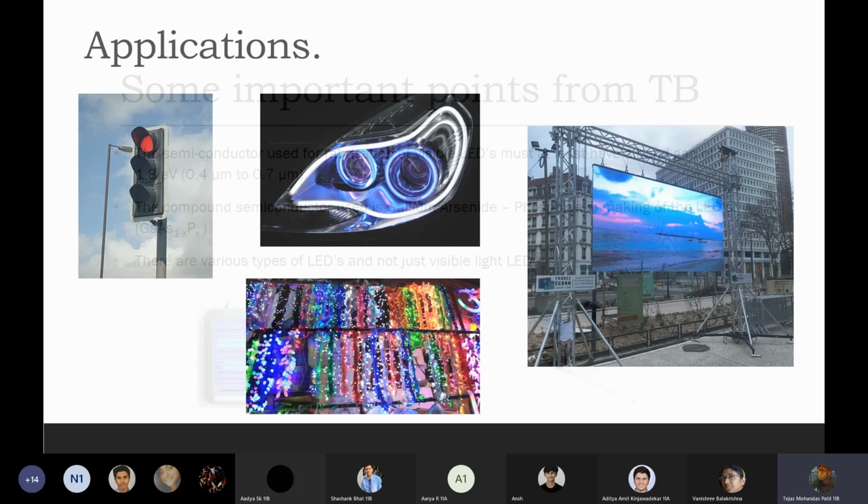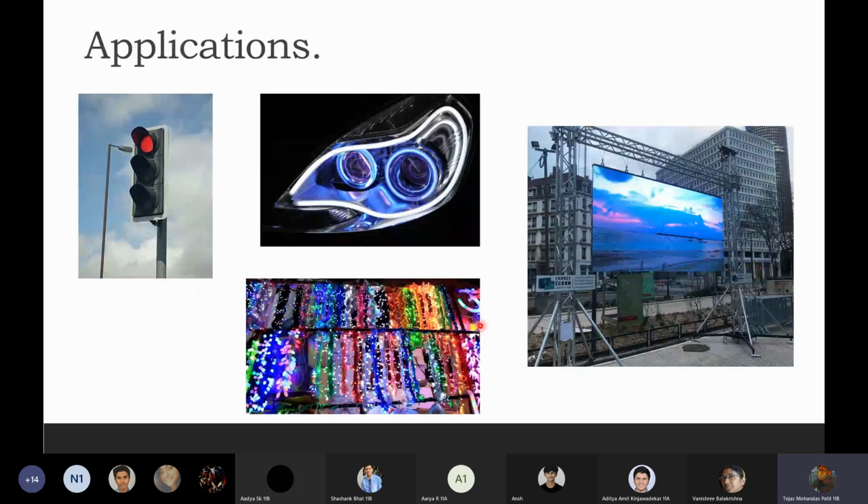Moving on to applications. Applications are numerous, innumerable, I can say. There are so many applications of LEDs, I cannot put them in a slide over here. There are just a few examples here. You can see the traffic lamp that we use. Those are basically made up of LEDs. And then the headlights of cars. Most of them are made of LEDs only nowadays. We barely use anything else. We used to have halogen lamps before.